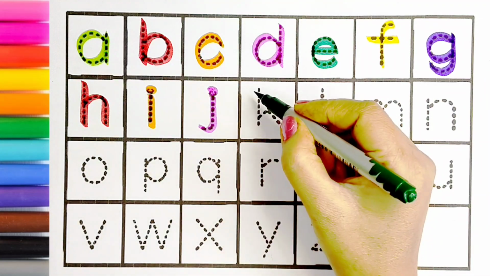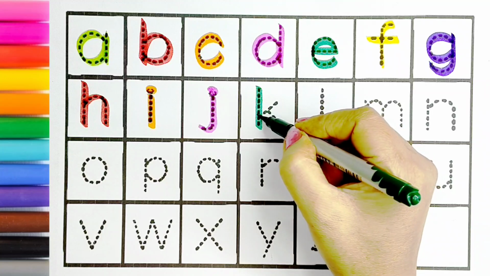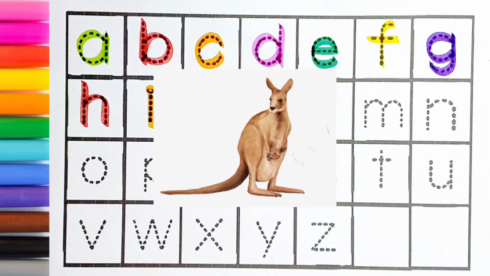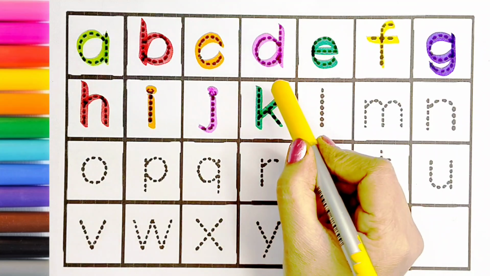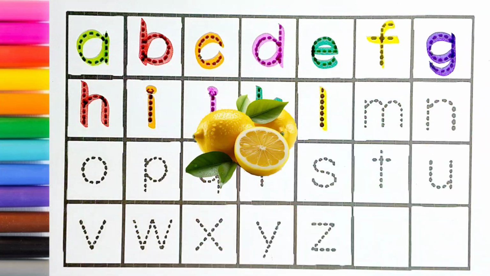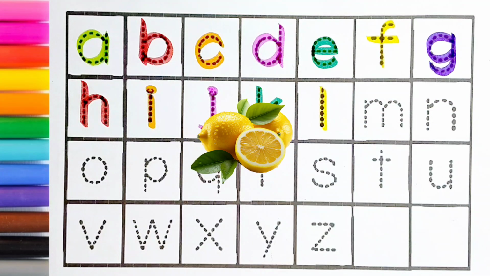Dark green color. K. K for kangaroo. Yellow color. L. L for lemon.